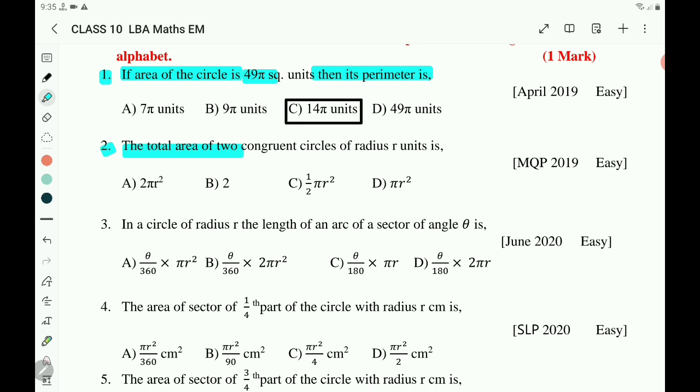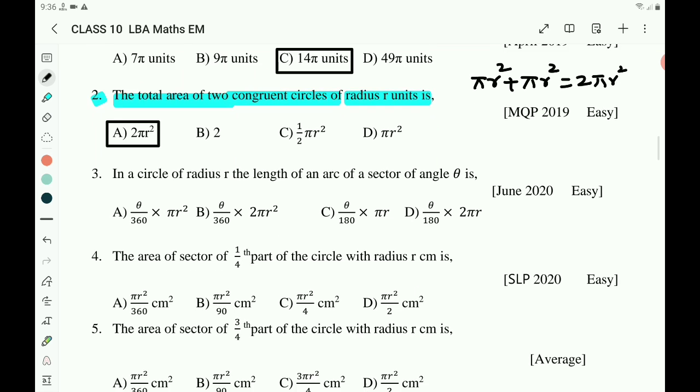The total surface area of two congruent circles of radius r units. You know the formula to find the area of the circle. If its radius is r, that is pi r square. Pi r square is the area of one circle, and two congruent circles are there, means both of them are having same area. Pi r square plus pi r square is equals to 2 pi r square. Then what is the answer? Option A is the answer. Area of two congruent circles, pi r square plus pi r square, 2 pi r square.